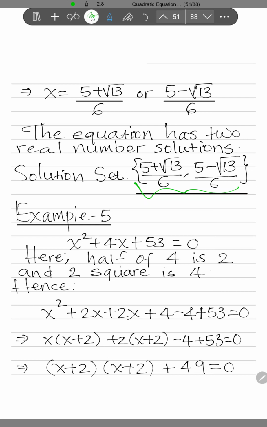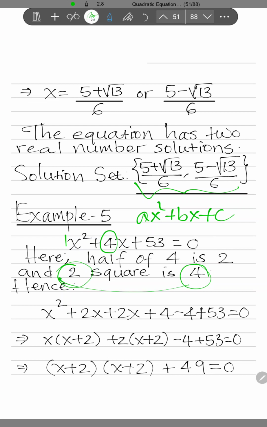Next question, or next example. x squared plus 4x plus 53 is equal to 0. Is the leading coefficient 1? Yes, that's good. Is this expression in the general format of a quadratic equation such as ax squared plus bx plus c? Yes, that's in the correct order. Good. What is half of the middle term? Which is half of 4? That's 2. Okay. What is the square of half of the middle term? Which is 4. Good. Now we have these two numbers.